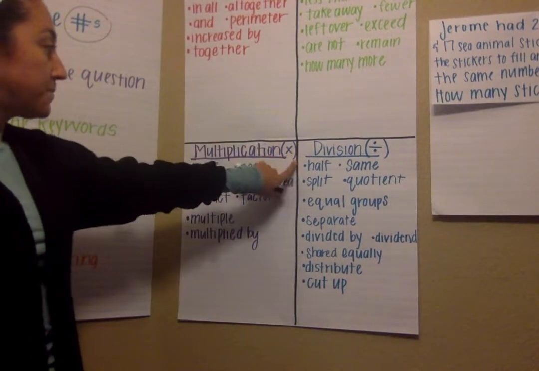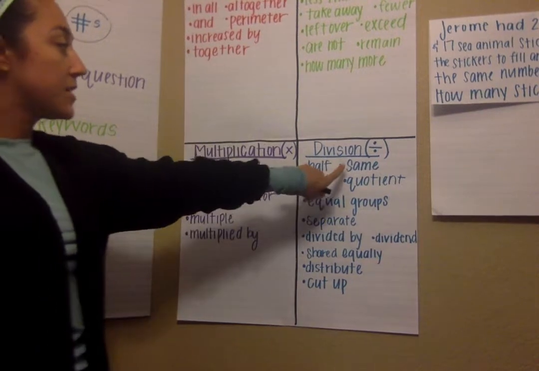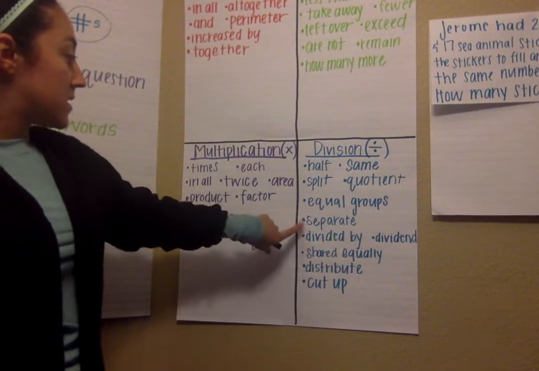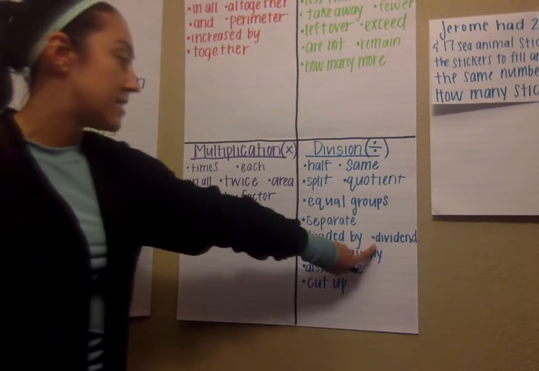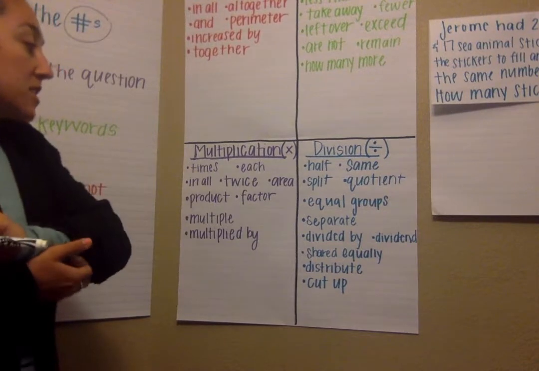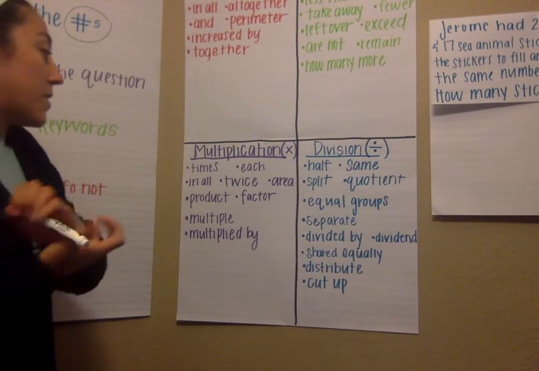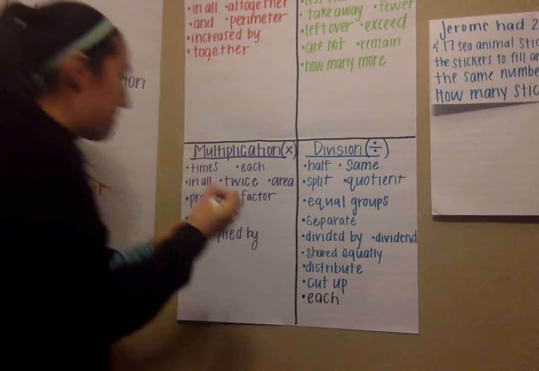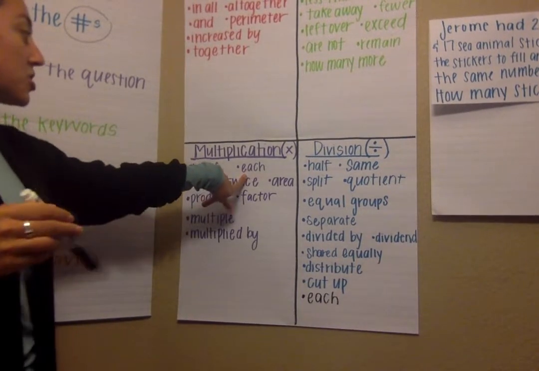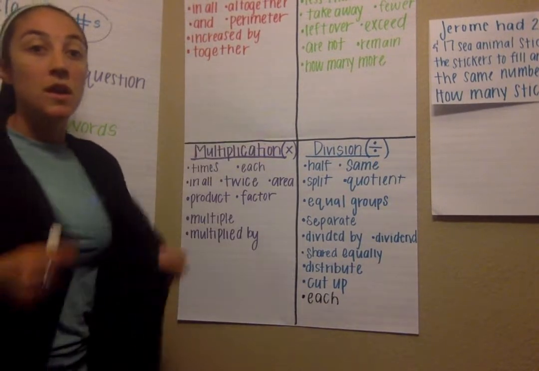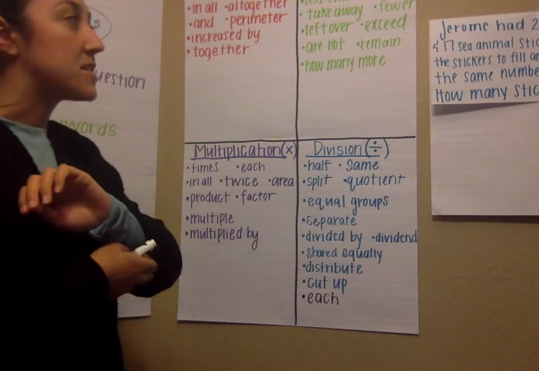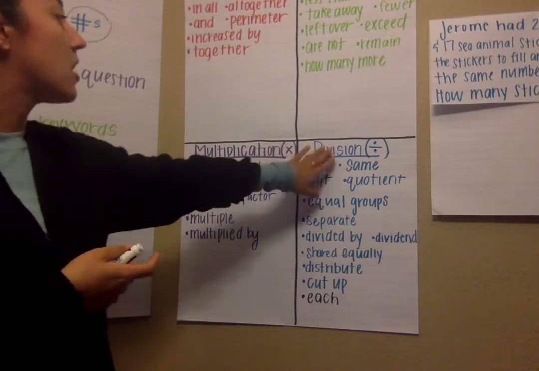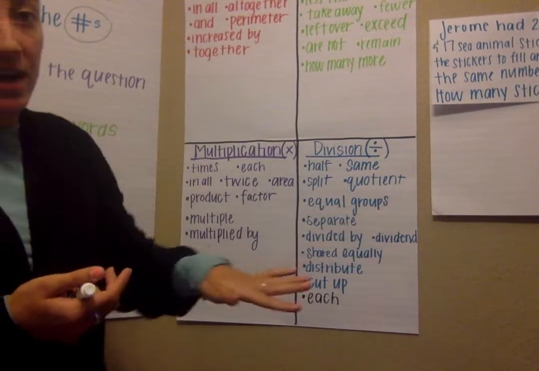And then division, these are some words: half, same, split, quotient, equal groups, separate, divided by, dividend, shared equally, distribute, and cut up. Another one here that would work is each. And I know that each is over here with multiplication too. Today we are going to go through a word problem that has the word each in it, and we are going to decide whether it's multiplication or division based on what the problem tells us.